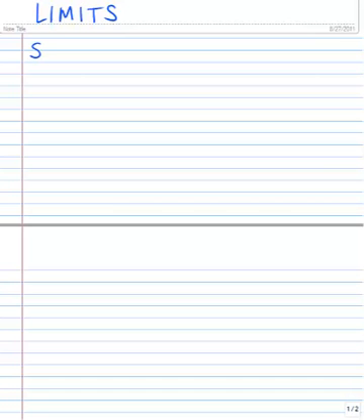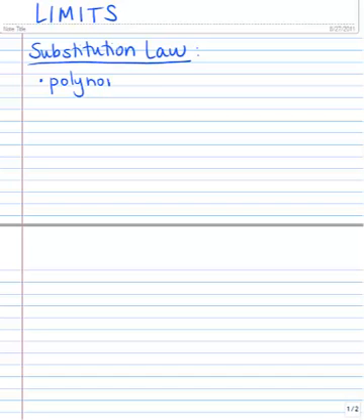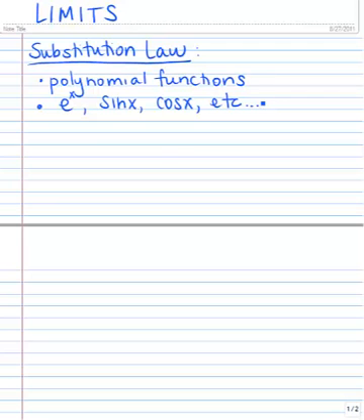Now, what I want you to understand about substitution, when you can and when you can't, is that you definitely can when your function is nice. Like, for example, if you have a polynomial function, those guys are nice. The word we ultimately use is continuous. Your e to the x guy is nice. Sine of x and cosine of x are nice. And so forth. So what do I mean by nice?